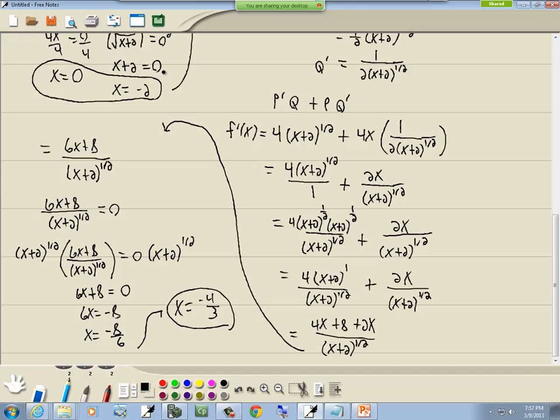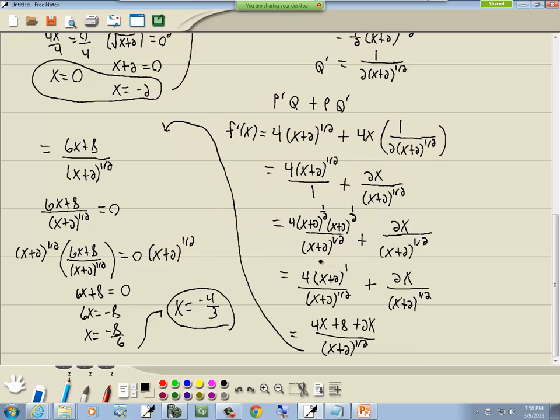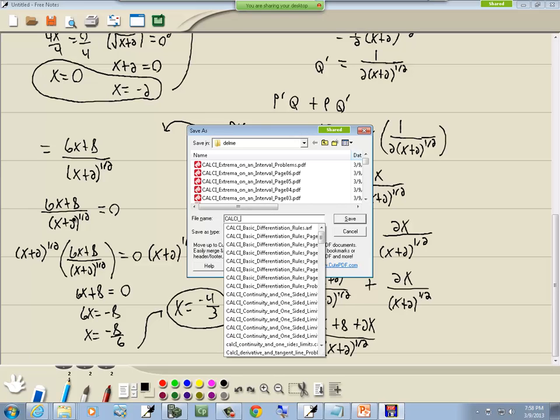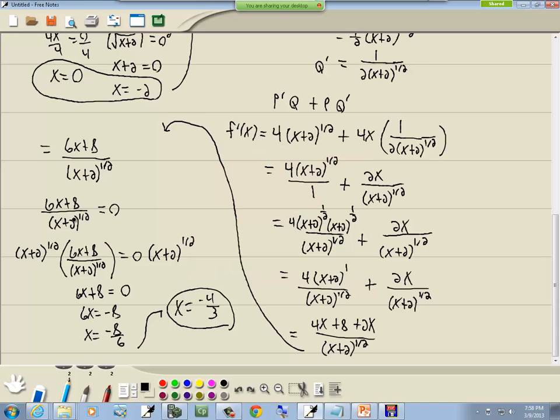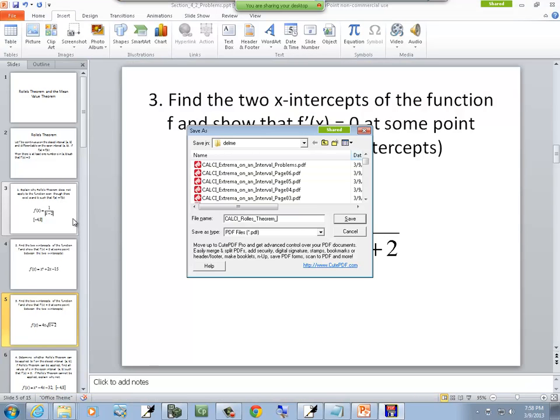Let me save this. There you go. Calc 1, Rolle's theorem, and what's the second part of this? Mean value theorem. Page 01.pdf.